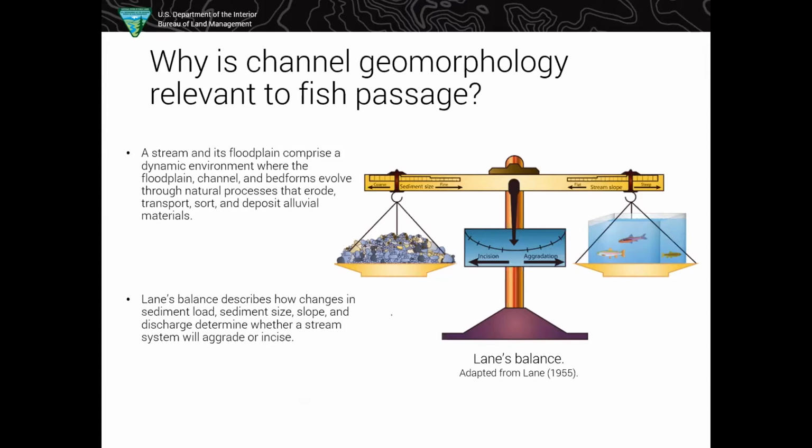So with that, what I'm going to do is cover several key factors related to stream geomorphology. Lane's balance, which was touched on earlier, at least mentioned, provides a really good visualization to consider how all these different factors contribute to how that stream channel might respond to some kind of structure, whether it's a culvert or a bridge or what have you.